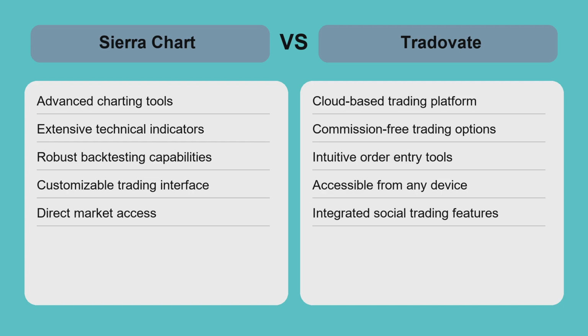On the other hand, Tradovate's cloud-based platform provides easy access, low commissions, and a simplified user experience, ideal for traders who prioritize mobility and straightforward execution. While Sierra Chart demands more time to master, it rewards with powerful features. Tradovate offers faster onboarding and flexibility, but may not satisfy those needing complex analytics. Choosing between them depends on whether you need professional-grade tools or a modern, accessible trading environment.